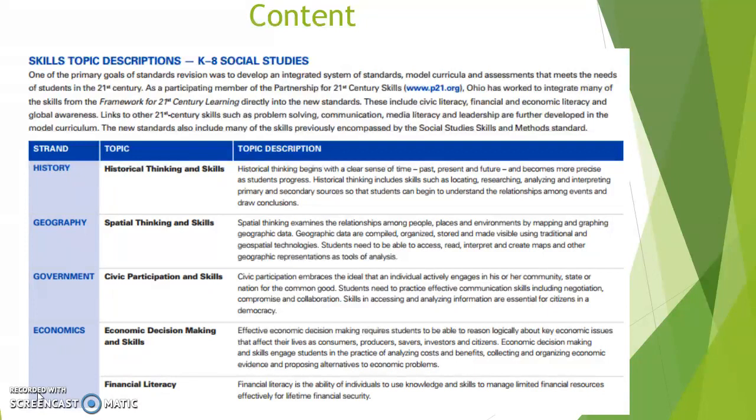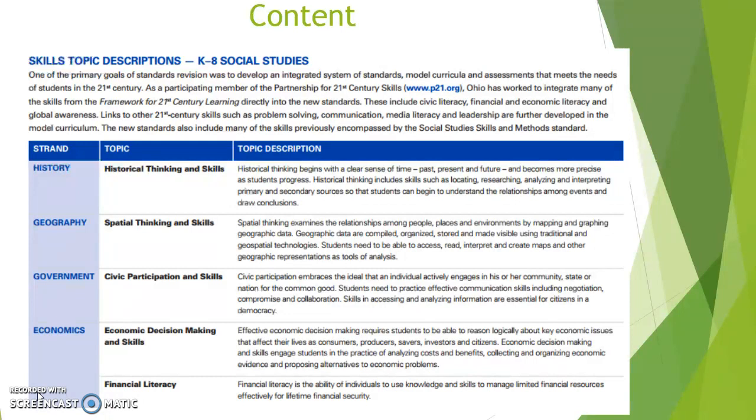One of the primary goals of the standards revision was to develop an integrated system of standards, model curricula, and assessments that meet the needs of the students of the 21st century. As a participating member of the Partnership for 21st Century Skills, Ohio has worked to integrate many of the skills from the framework of 21st century learning directly into the new standards.